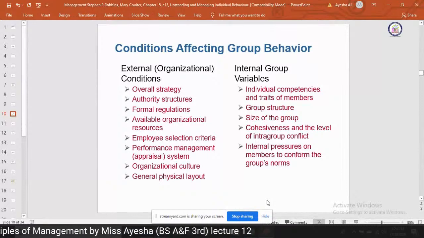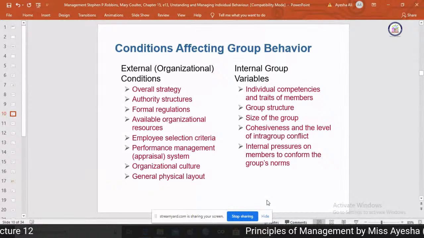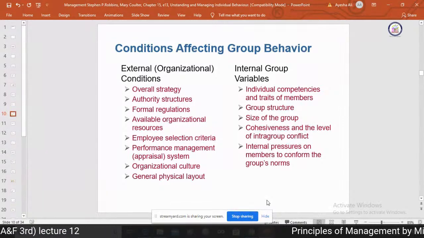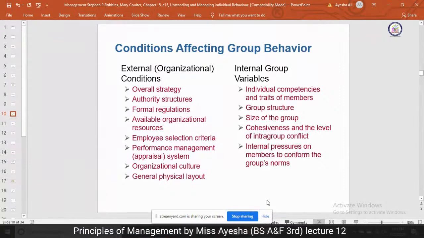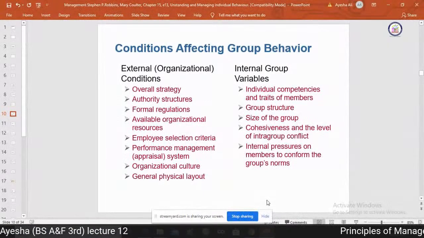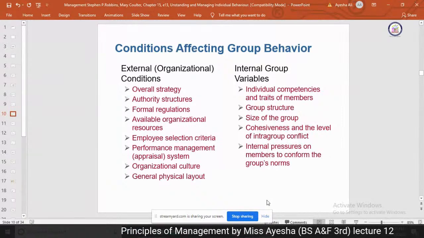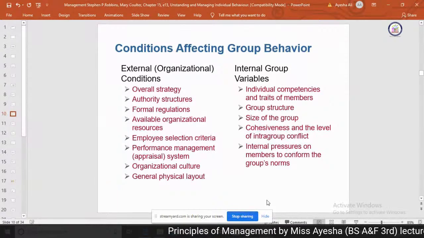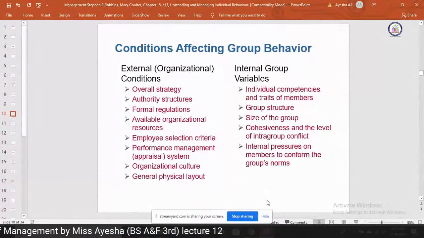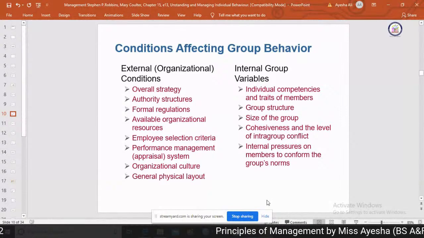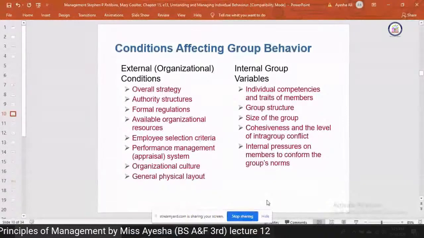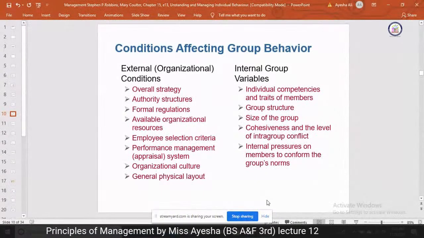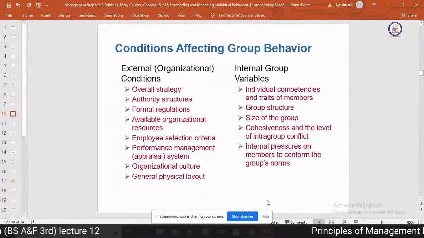So individual traits, individual competency, and individual strength are beneficial for the organization in many ways, because the organization needs talented and skillful employees. Then we have group structure. Group structure is basically how the group is structured, whether in an autocratic way or decentralized, where everyone is working independently or everyone is dependent on each other, and whether there is a leader in the group. Then what the size of the group is, whether they have enough people to achieve the target or too many people, where some of them are not working and some are working. All these things also affect group behavior, cohesiveness, and the level of intra-group conflict. So how united the group is, and the level of conflict within the group.